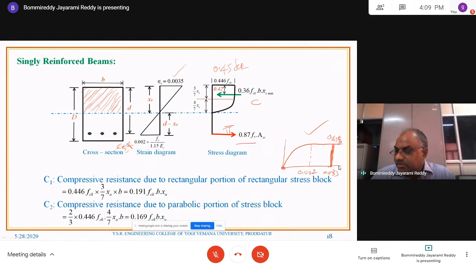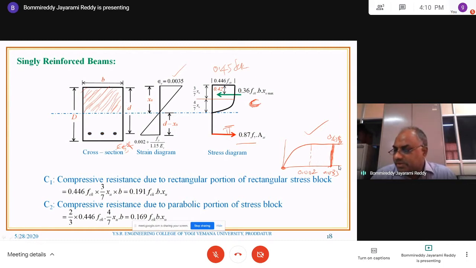So here what is the design stress? 0.87 fy is the design stress multiplied by Ast. And what is the design compressive force? The design compressive force is the area of this stress block. Already you know how to calculate C in the working stress method. There also, average stress multiplied by the area of the concrete. So here also the same concept is being used for computing the C value.